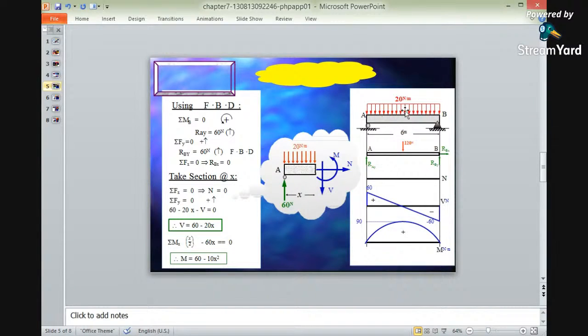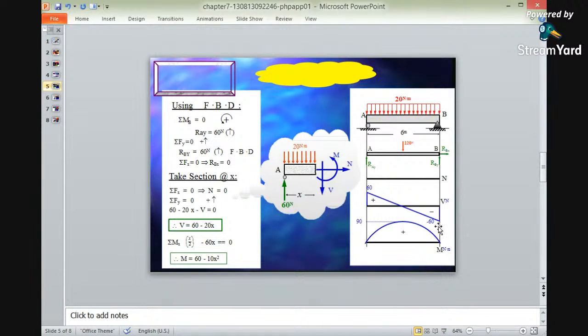Depending upon this, there is a UDL in which there is again a roller and a hinge support. We have converted this 20 that is acting at 6. We have divided this and converted it into a point load. Depending upon this, first we have to find out the reactions, and then we have to draw a shear force diagram. RAY we have calculated as 60 newtons, moving in the upward direction as there is a UDL.